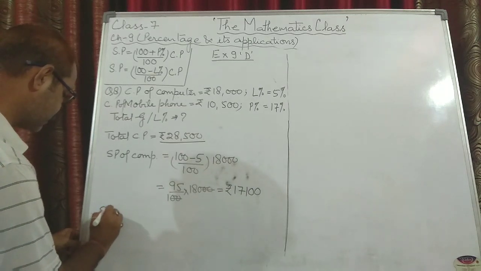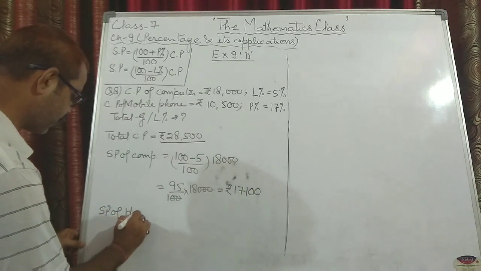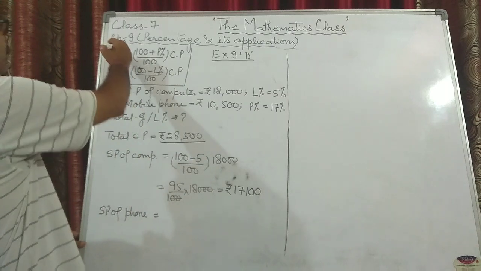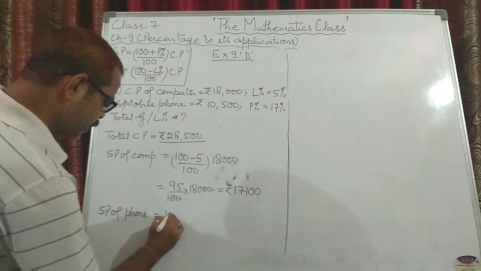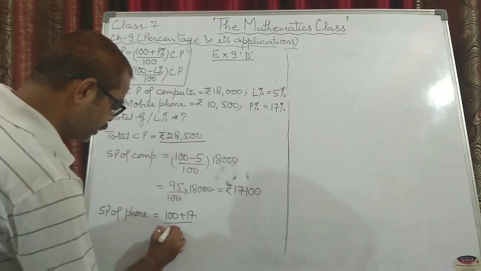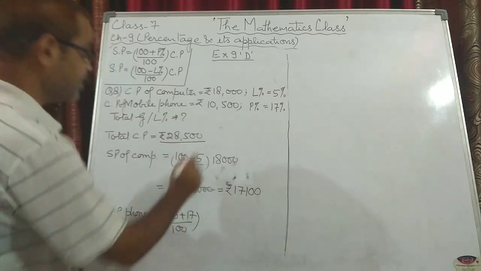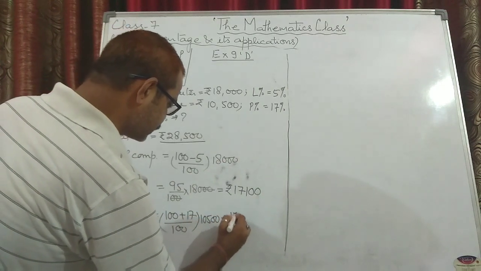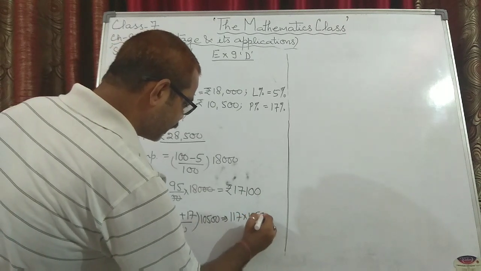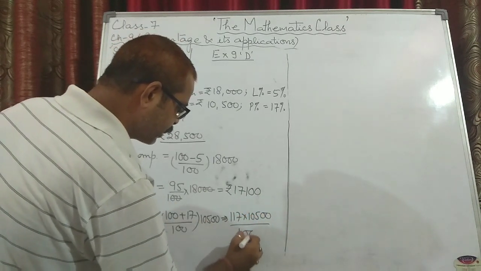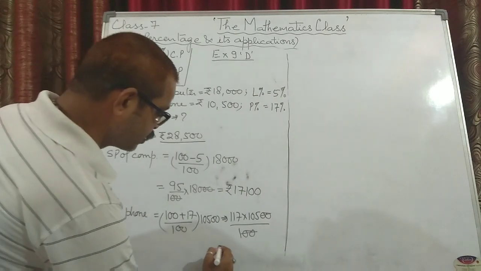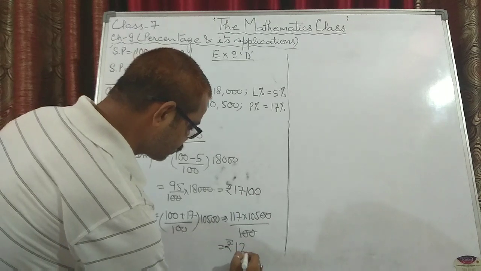Now we will calculate selling price of phone. Now selling price of phone, profit is 17%. So the formula we will be using is the first formula, that is 100 plus 17 upon 100 into CP. CP is 10,500. This becomes 117 into 10500 upon 100, 00 cancelled, and 117 into 105 is, that becomes rupees 12,285.